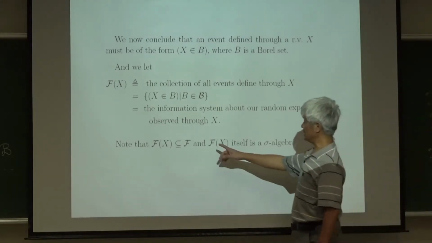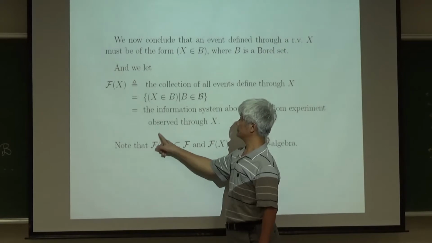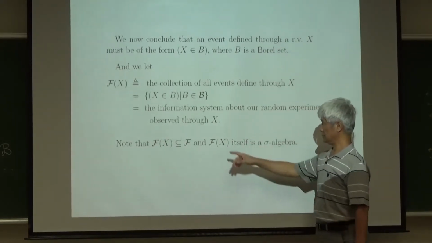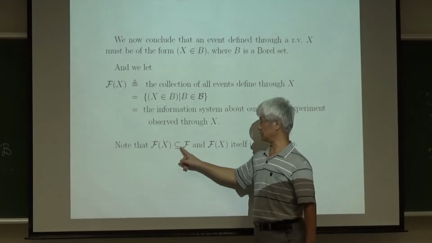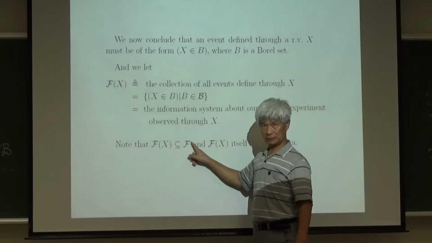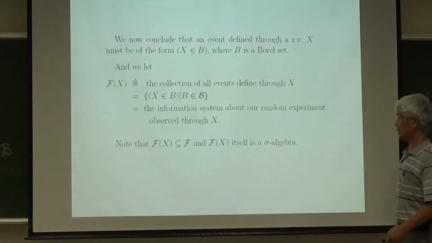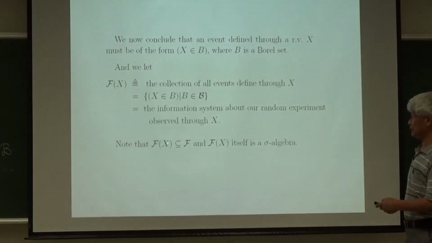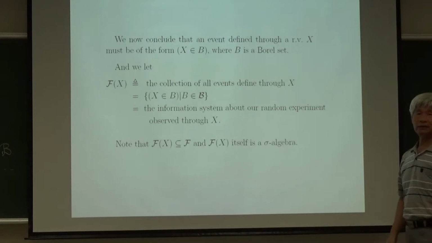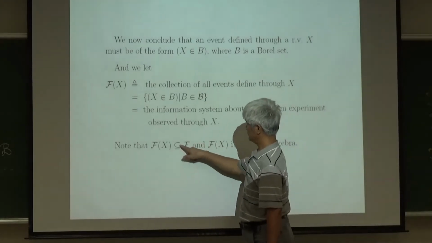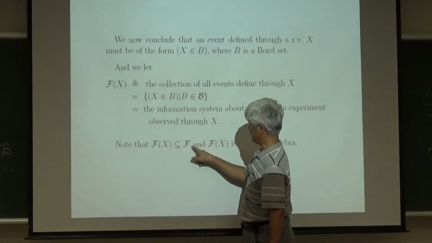And in general, this information system obtained through X is a subcollection of the full sigma algebra. That is the reason why we may need many, many different kinds of random variables, if we want to know the full sigma algebra F.